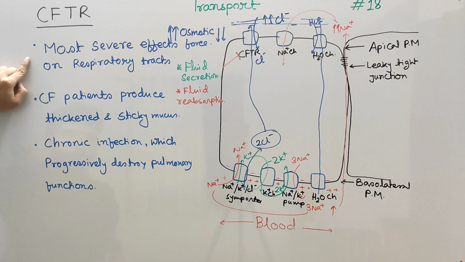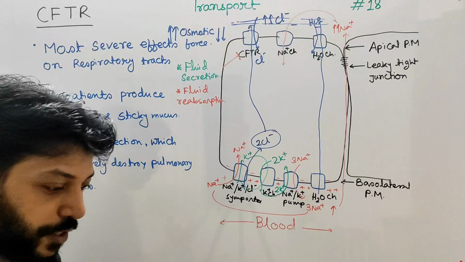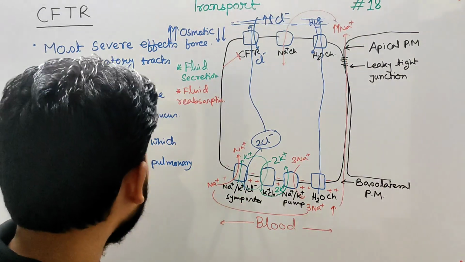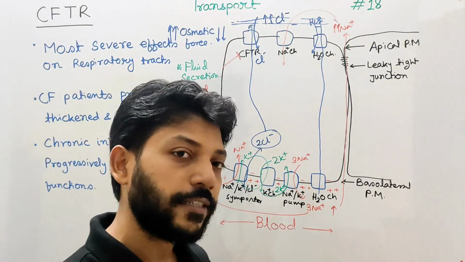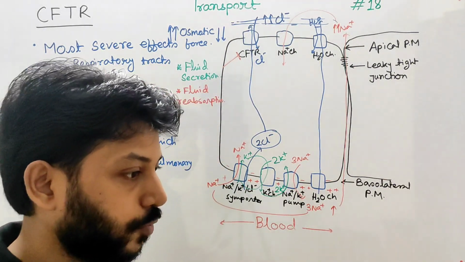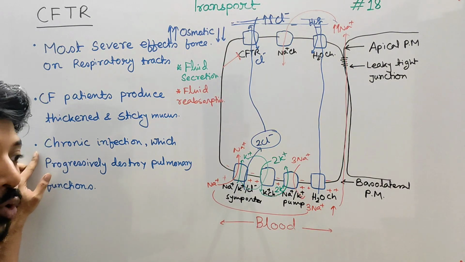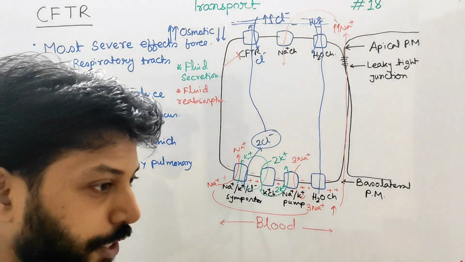So as I have written here, the most severe effects of the pathological symptoms occur on the respiratory tract. What happens is that cystic fibrosis patients produce thickened and sticky mucus, because there is a low amount of fluid secretion, so it becomes thickened and sticky, and the cilia are not able to clear the sticky mucus. It is not easy to propel out the mucus, and that's why more bacteria grow and cause chronic infection which progressively destroys the pulmonary function.